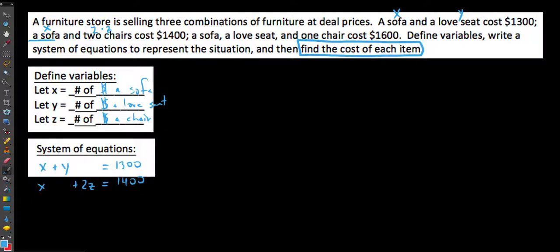Then our last sentence says a sofa, love seat, and a chair cost $1,600. That means the cost of a sofa plus the cost of a love seat plus the cost of a chair, X plus Y plus Z, is $1,600. This is our third constraint. So this is our system of equations. We found our variables pretty easily. I would challenge you to go ahead and finish solving this system, but the important thing is just knowing how to set this up.